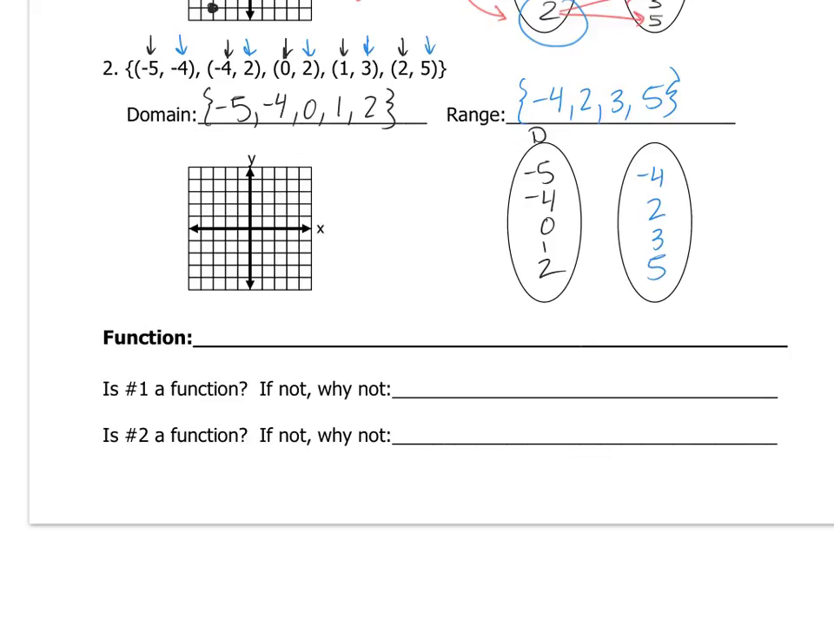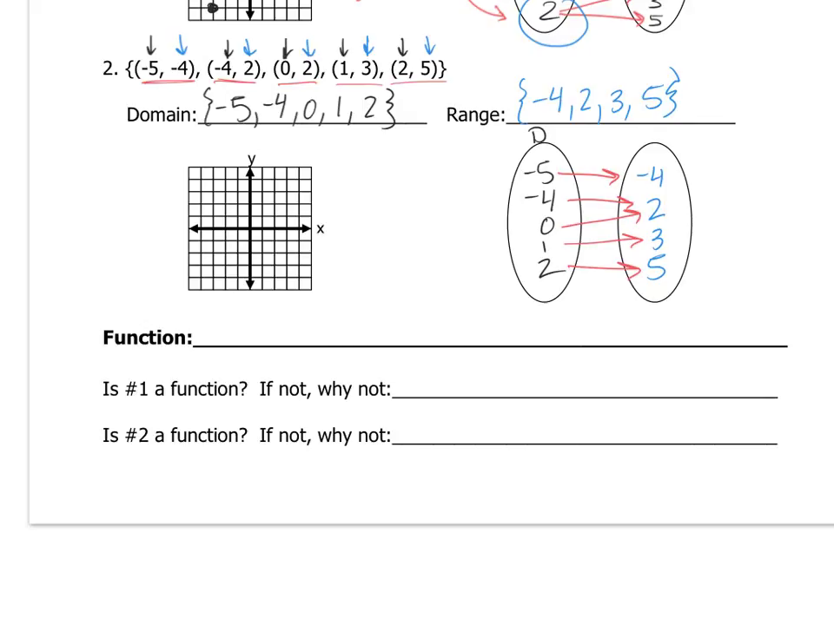Let's go ahead and draw our mapping. When I plug in -5 into this equation, I get -4. When I plug in -4, I get 2. When I plug in 0, I get 2. When I plug in 1, I get 3. And when I plug in 2, I get 5.